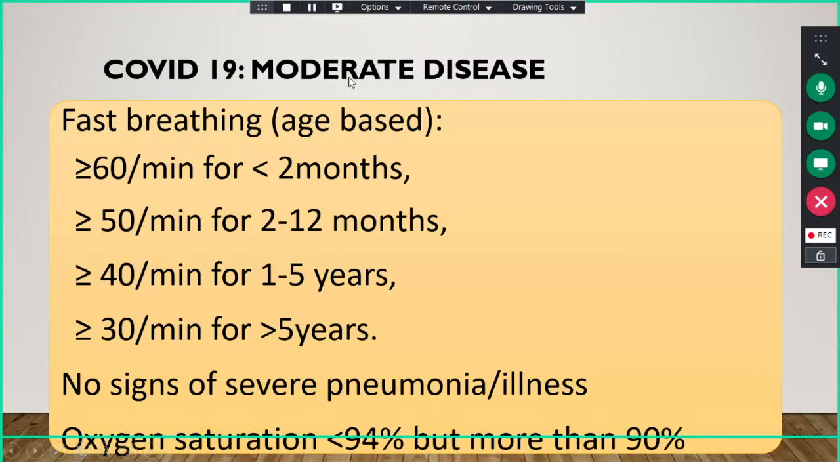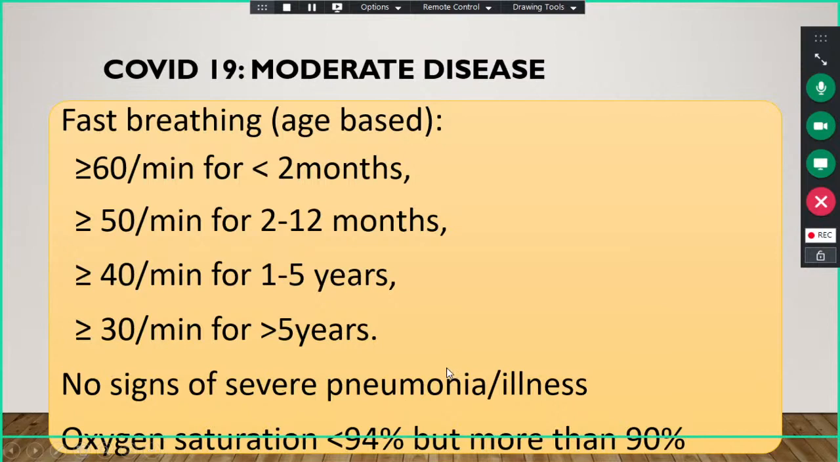Now we go on to the moderate disease. Moderate disease is indicated by fast breathing of more than 60 per minute for less than 2 months, more than 50 per minute for 2 to 12 months, more than 40 per minute for 1 to 5 years, and more than 30 for more than 5 years of age. Same thing is for adults. If there is more than 24, then it is a cause of concern, and more than 30, definitely it suggests that it is a moderate to severe disease.